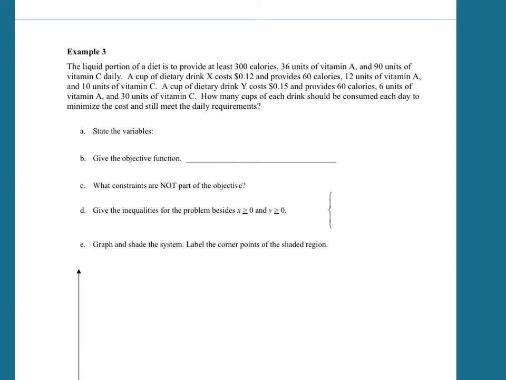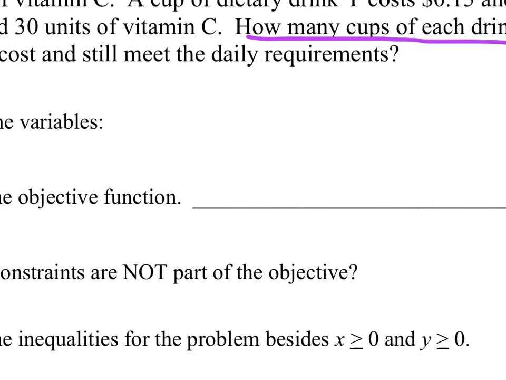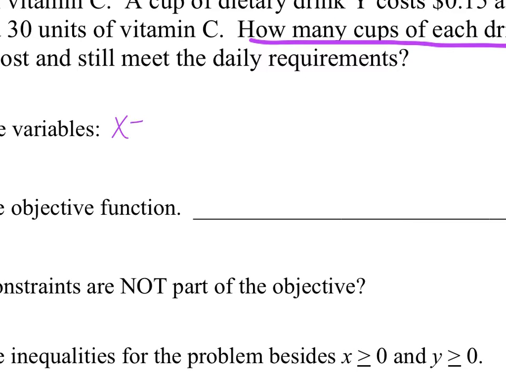All right, so giving you this template to work with, we want to find our variables. Again, the pro tip is that the variables are often found in the question part of it. And so the question is, how many cups of each drink? The drinks are the variables, not the calories, not the vitamin A, not the vitamin C. The drinks are the variables. And so I've got X is going to be my drink X, and Y will be drink Y.